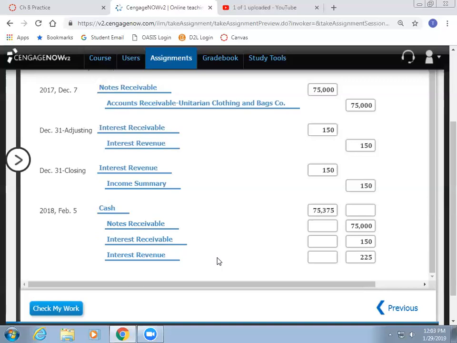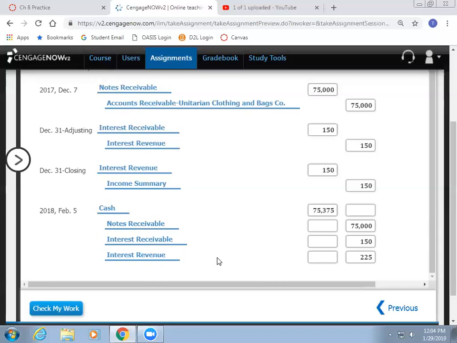Like on December 31st, we adjusted, and then on December 31st, we closed. Was that in the same day? Yes, we'll do all of our adjustments and all of our closing entries on the last day of the fiscal calendar. Why do we switch them? Because interest receivable was debited, and then revenue was credited, and then to close it, it was changed. Like it's the opposite.